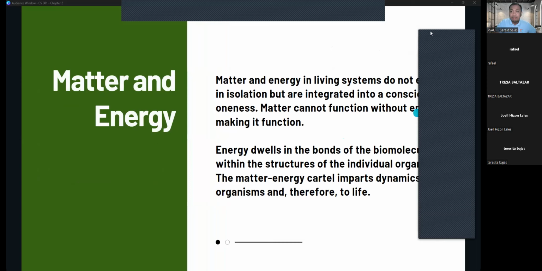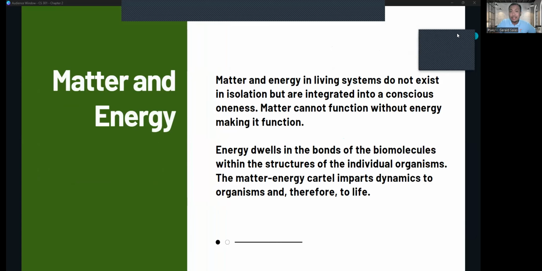But the matter in living systems does not exist in isolation. They are actually integrated, and matter cannot function without energy making it function. Kumbaga, a particular matter will not move without the energy pushing it. So that is true throughout the different matter present on Earth. Now, the energy dwells within the bonds of molecules within the structures of the individual organisms. The collection of all of this is what we call food.